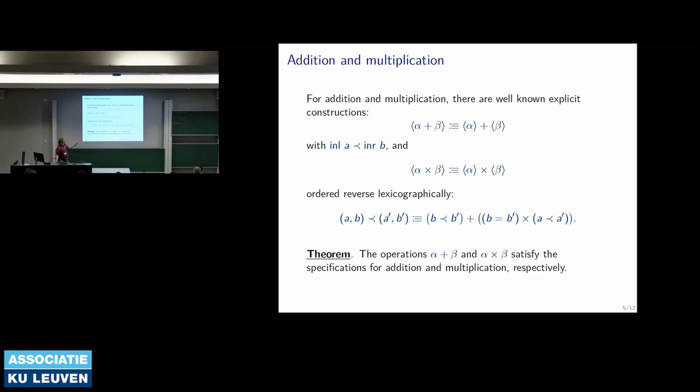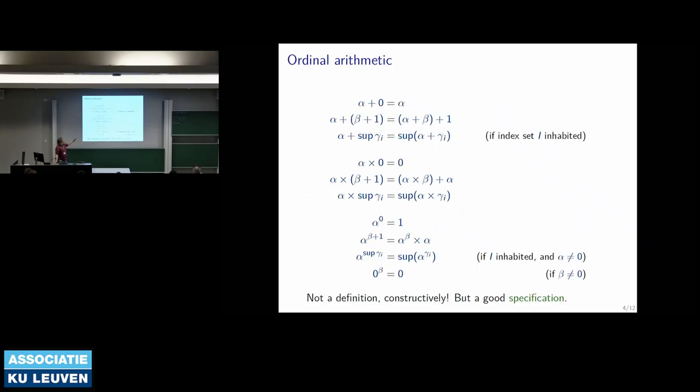And similarly, if you want to define multiplication, you can just take the Cartesian product of the carriers, and you order things reverse lexicographically. So you're saying that (a, b) is smaller than (a', b') if either b is already smaller than b', or they are equal, and then I'm looking at the first component. And it's a bit awkward that it's reversed, but it's because all of these equations are always looking at the second argument, right? So the second argument is more important.